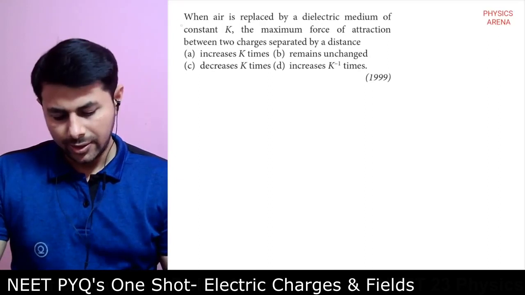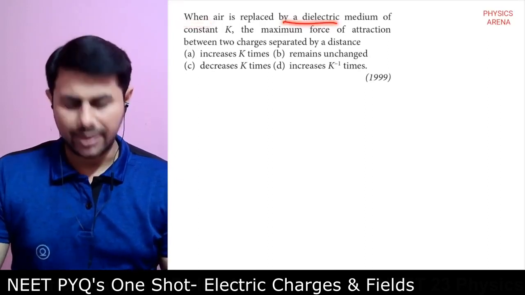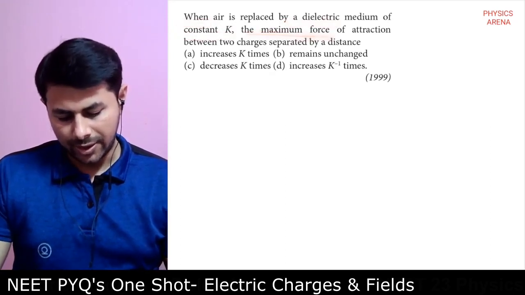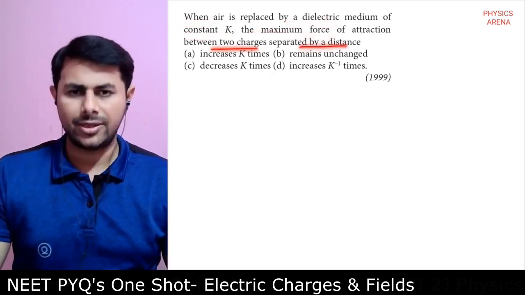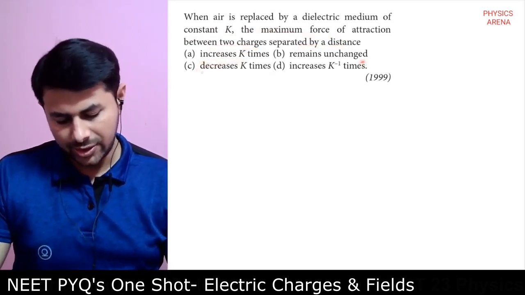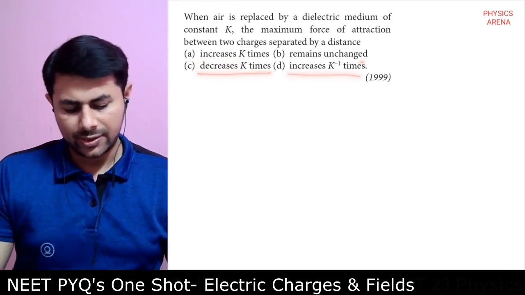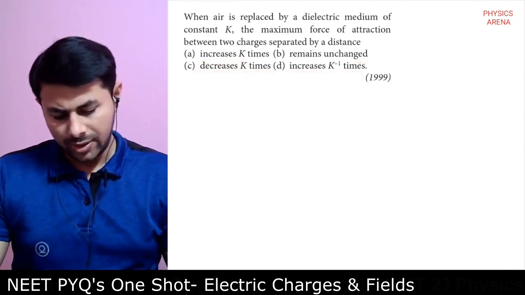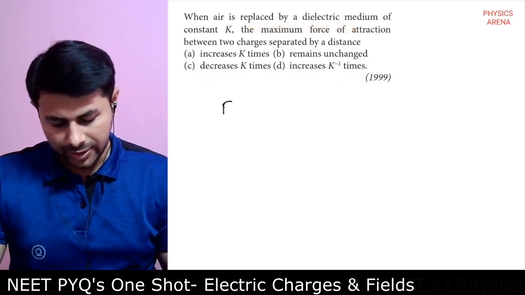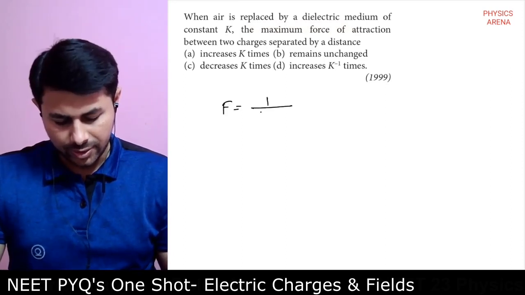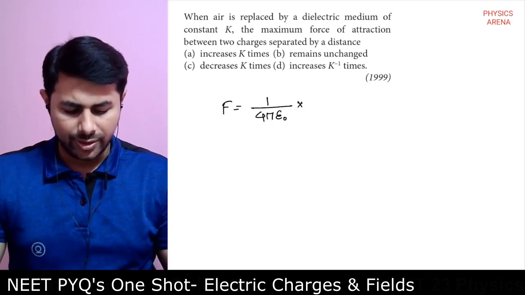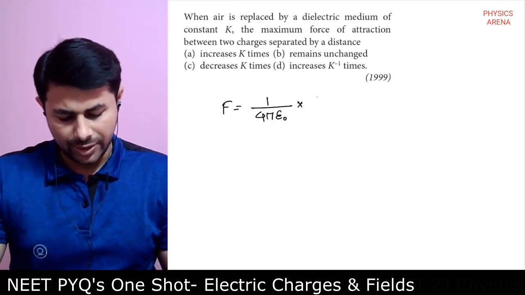Next question. When air is replaced by a dielectric medium of constant K, the maximum force of attraction between two charges separated by a distance: option A, increases K times; remains unchanged; decreases K times; increases K times. So if air is replaced by some other medium, what will happen? We have the force in air as 1 upon 4 pi epsilon naught, air is almost the same as vacuum, multiplied by Q1 Q2 upon R square.